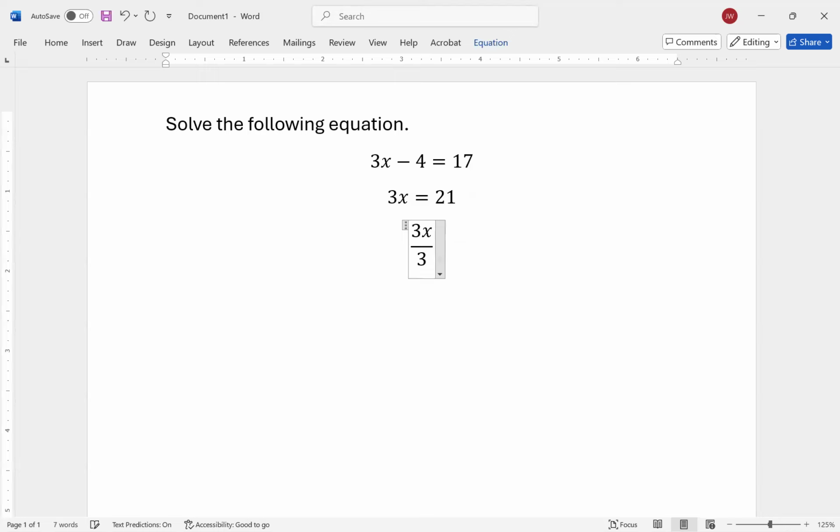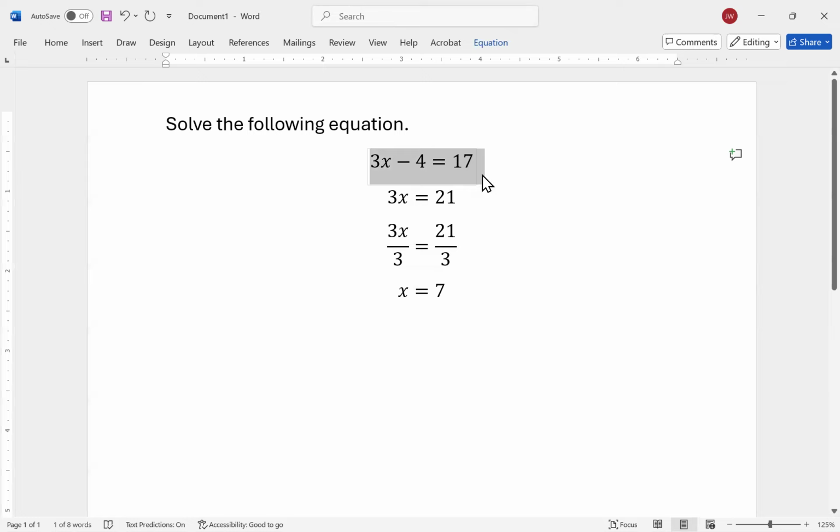Then lastly, I'll divide both sides by 3. And again, usually I write that on the board as just the fraction symbol over 3. Because 3 over 3 is 1, and 1 times x is x, I just get x on the left-hand side, and 21 over 3 simplifies to 7. So x equals 7 is the solution to this equation, 3x minus 4 is equal to 17.